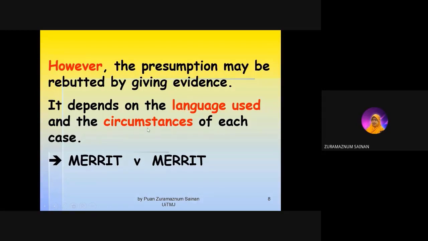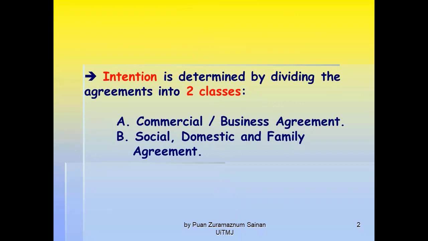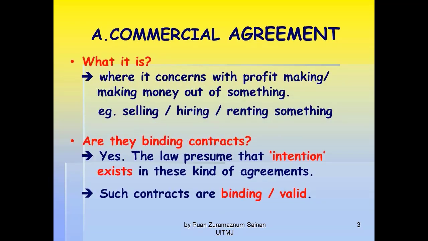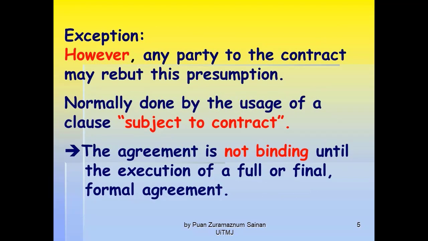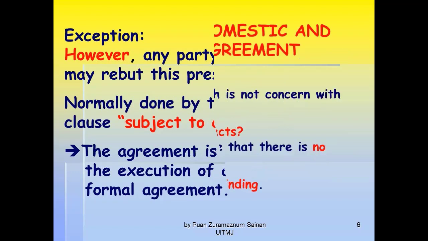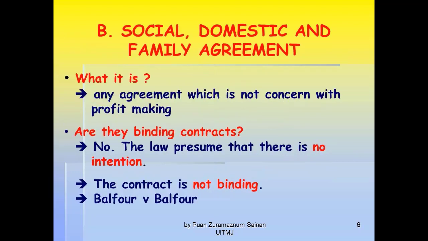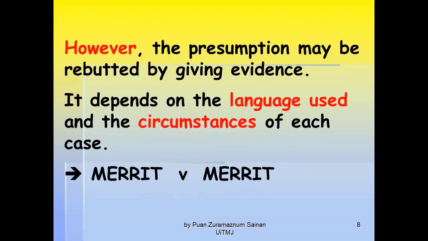Okay, that is intention. How to determine the intention? We divide the agreement into two categories. Social ke commercial? Kalau commercial, we presume there is intention binding. Unless you guna perkataan apa? Subject to contract. Okay. And then kalau social agreement, kita presume no intention. So, not binding. Unless you have the evidence to make it serious, to make it binding. Okay. So, itu tentang intention.